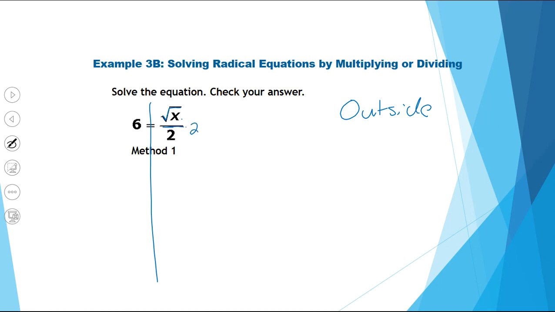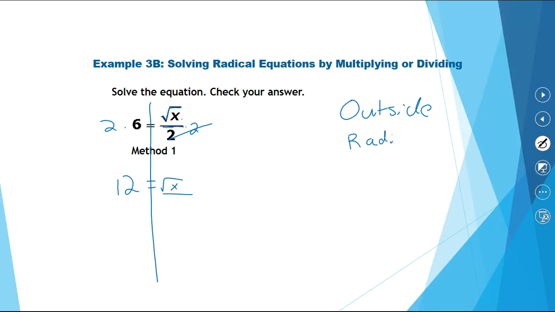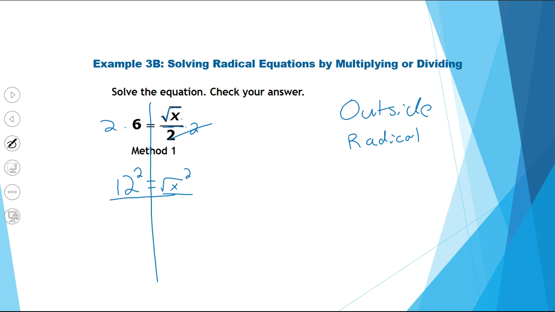If I multiply this side by 2, that's the opposite of dividing by 2, and I'll get rid of it. Let's make sure we do it to the left side as well. This leaves me with 12 equals the square root of x. Now, there's nothing left outside the radical, so we'll take care of our radical. We'll square this, and we'll have 144, since 12 squared is 144, equals x.